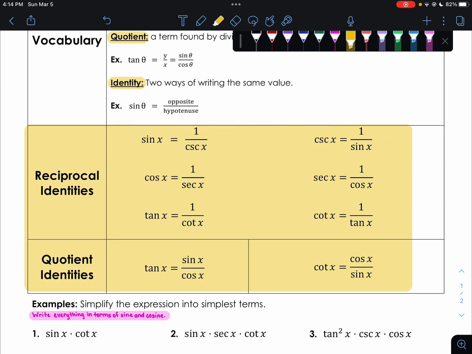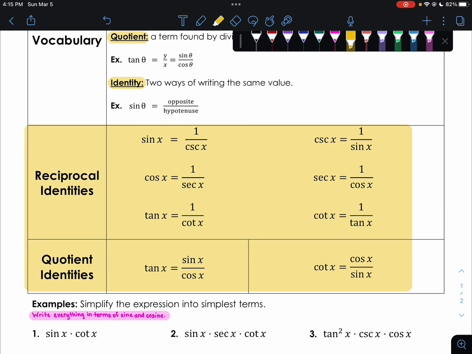Okay, so sine is 1 over cosecant. That means cosecant is 1 over sine. If I multiply sine times cosecant, I should get 1. Cosine is 1 over secant, and secant is 1 over cosine. If I multiply those together, I will get 1. Tangent is 1 over cotangent. Cotangent is 1 over tangent. If I multiply those together, I get 1.